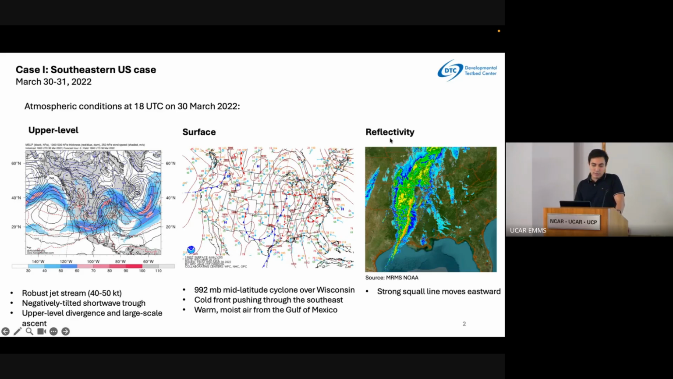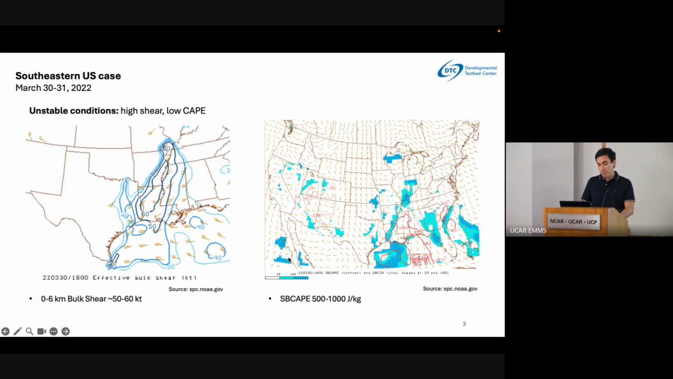When we look at the reflectivity fields from MRMS, at this time we have a strong squall line that moved eastward. At the surface, we had a 992 millibar mid-latitude cyclone over Wisconsin that also provided fuel for the storm's formation, and a cold front pushing through the southeast. On top of that, we had warm, moist air coming from the Gulf of Mexico. This provided the right conditions for the occurrence of severe weather, basically high shear and low CAPE.